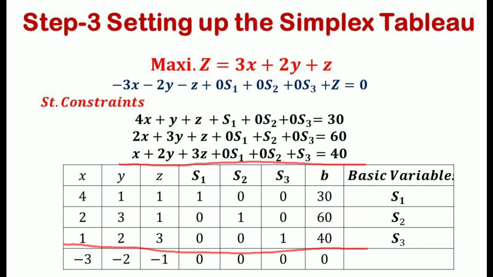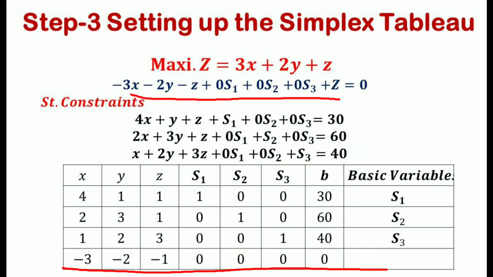And by considering the third constraint, the coefficient of X is equal to 1, coefficient of Y is equal to 2, coefficient of Z is equal to 3, coefficient of S1 is equal to 0, coefficient of S2 is equal to 0 and the coefficient of S3 is equal to 1 and the beta value is equal to 40 and the basic variable is S3.